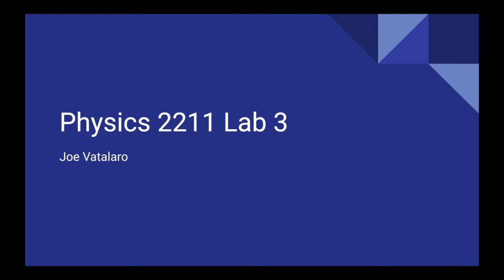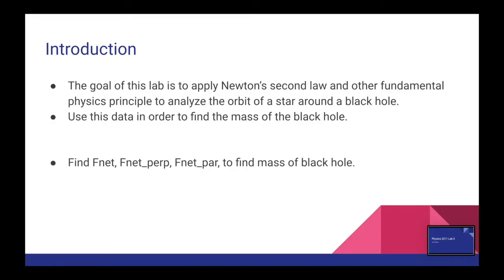The goal of this lab is to apply Newton's second law and other fundamental physics principles, such as universal gravitation, to analyze the orbit of a star around a black hole. We will then use this data in order to find the mass of the black hole. To do this, we will find the values of net force, the perpendicular component of net force, and the parallel component of net force for this unique seed. We will do this through the GlowScript IDE.